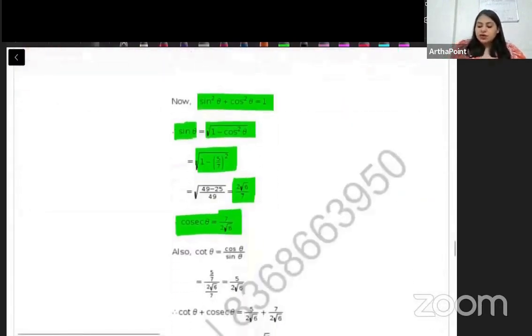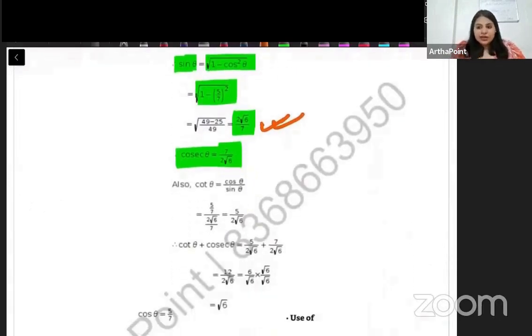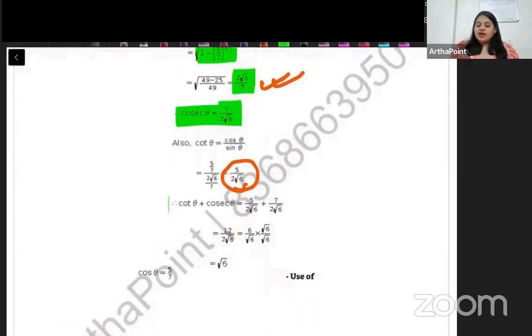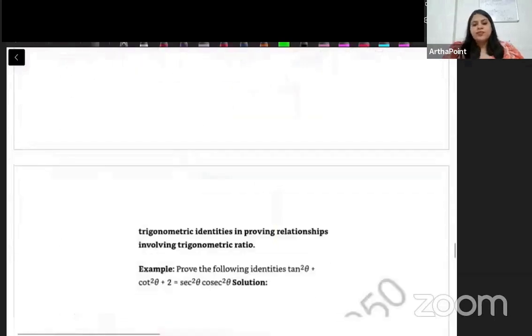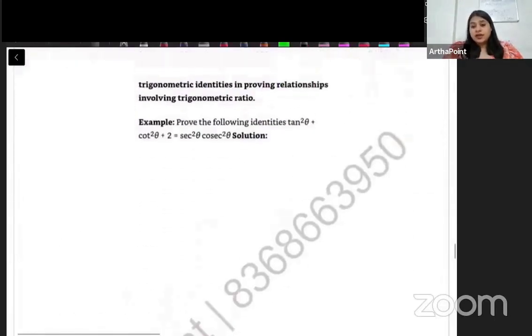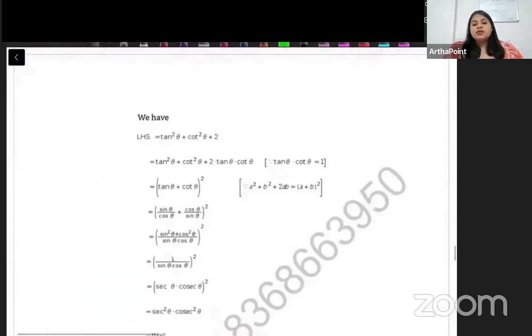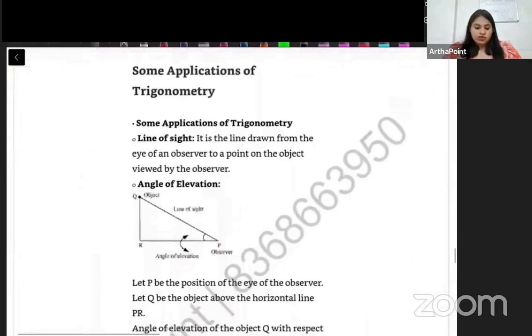So I have found sin theta. I know cos theta. If I find the ratio of the two, I will get cot theta. So I know cot theta and I know cosec theta. Therefore, I can find cot theta plus cosec theta also. Very simple. This is the kind of question that can come in the exam. I am just telling you the identities and you can do those questions.